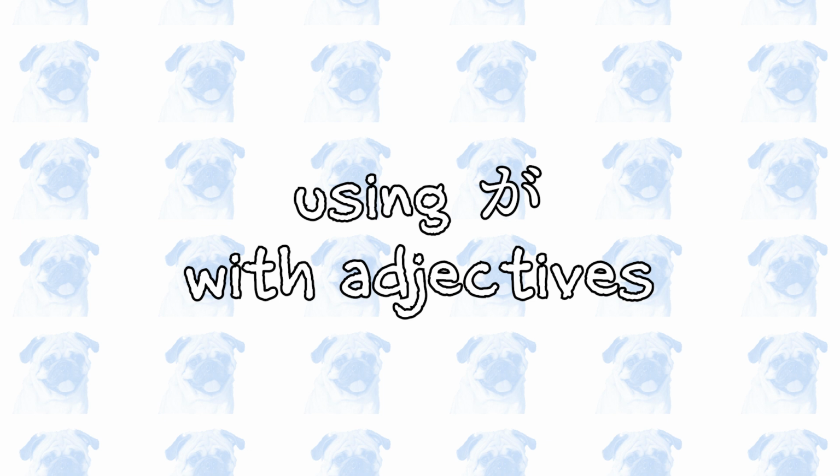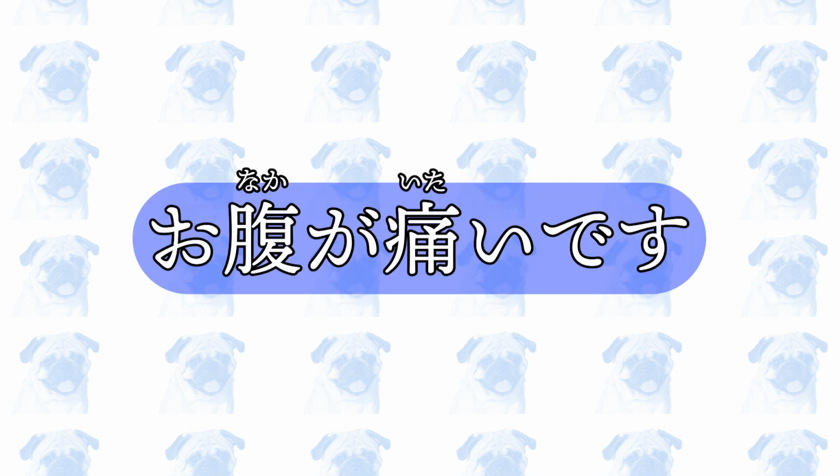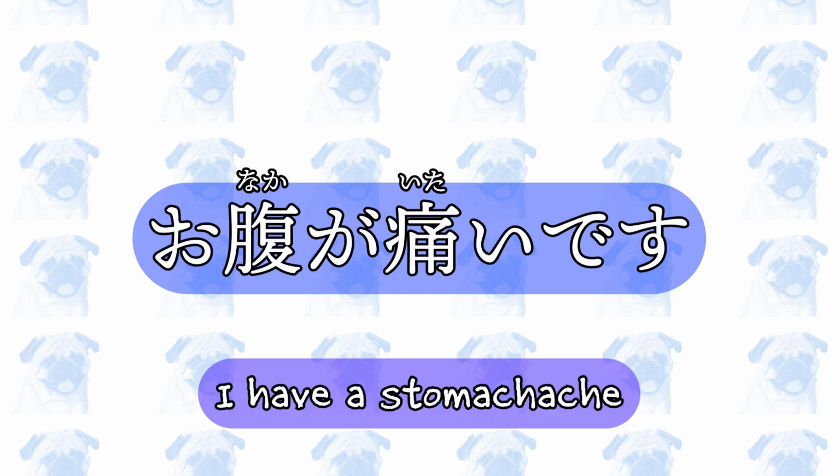Ga can also be used with adjectives. お腹が痛いです。I have a stomachache. The adjective 痛い means painful or in pain. Therefore, a more literal translation would be the stomach is painful.